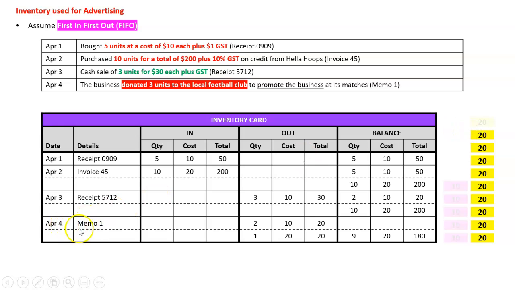April the 4th, we do memo 1. I'm assuming it was the 2 at $10 at the bottom of the $10 pile, and then the first one at the top of the $20 pile. And I'm done. So the rule was, for inventory used for advertising, assume first in, first out.